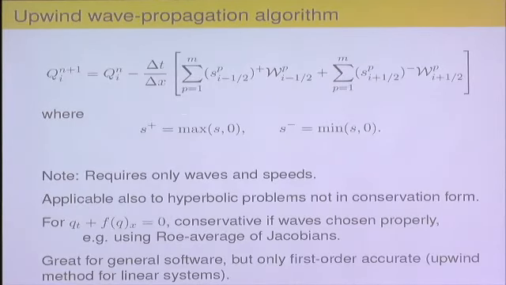So the general formula, if we had a system of m equations, you could write this way. From the left edge, i minus a half, we have all the waves propagating in for which the speed is positive, so this s plus is 0 if s is negative. And similarly, from the right edge, we have contributions from all the waves that are propagating to the left. Okay, so this is the basis for the software we use.